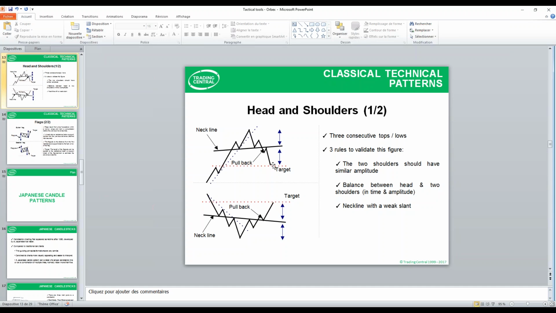Regarding the targets, we can calculate a theoretical target of this pattern. How? It's pretty simple. You have to calculate the distance between the head of the pattern and the neckline, and you have to report this vertical distance from the breakout point of the pattern, of the neckline. So from here. As you can see here, you have the vertical distance from the head to the neckline, reported to the breakout point, and you find the target. This is the dotted line in red on these charts. So it's pretty easy to use. Let me show you an example.